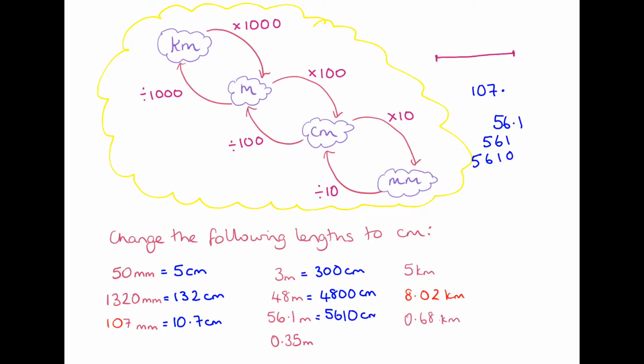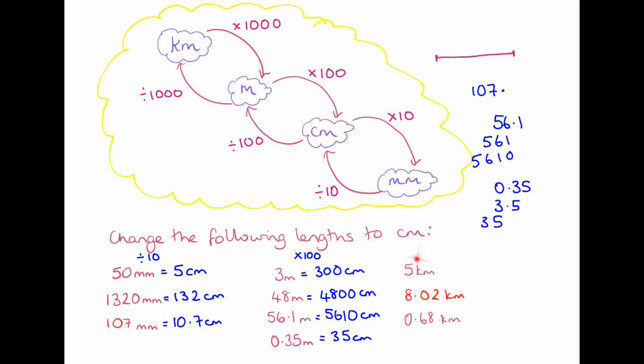5,610 centimetres. And 0.35, when we move those figures 2 places to the left, that's 1 place, that's 2 places. So it's 35 centimetres. So just to go back, this column we were dividing by 10. This column we were multiplying by 100. Now, look at this third column.